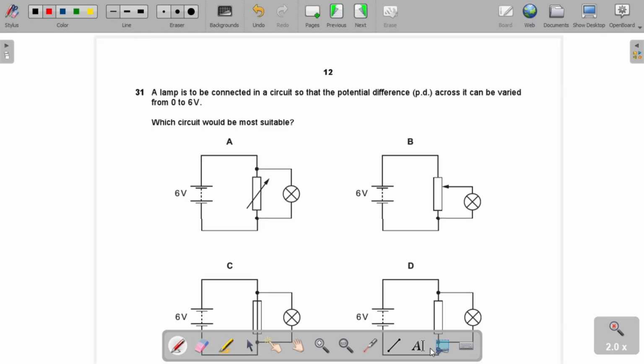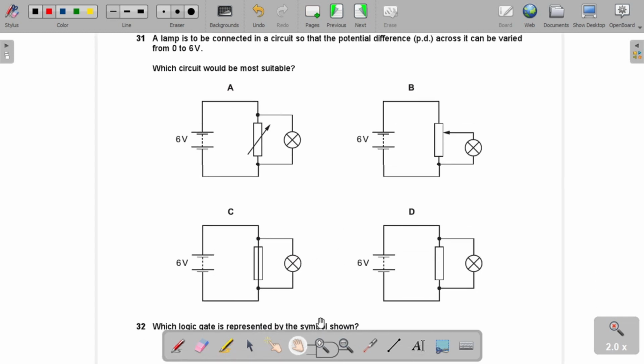Question 31. A lamp is to be connected in a circuit so that the potential difference PD across it can be varied from 0 to 6 volts. Which circuit would be most suitable? Let's look at these circuits. There are 4 circuits here.